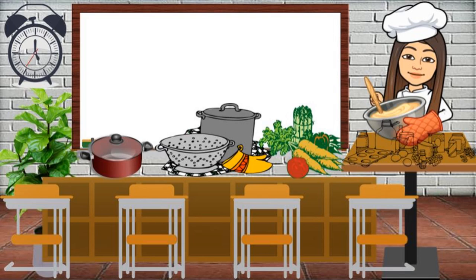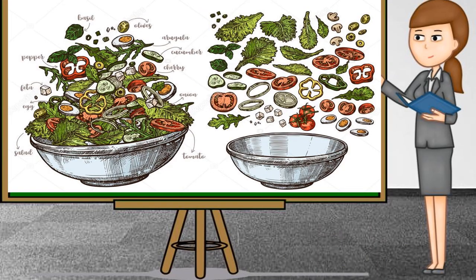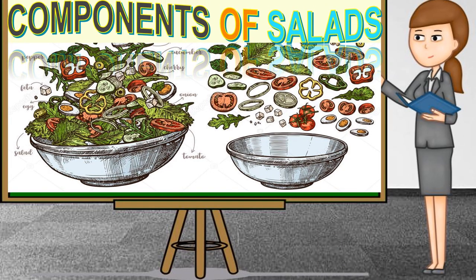In today's lesson, I'm going to discuss with you Lesson 2, Preparing a Variety of Salad and Dressing. When salad ingredients are assembled in a particular arrangement, the finished salad is called a composed salad, also known as a plated salad. They are often made up of more than simply greens. These salads are more popular as main courses, especially at lunch. And now, let us explore the different components of salads.